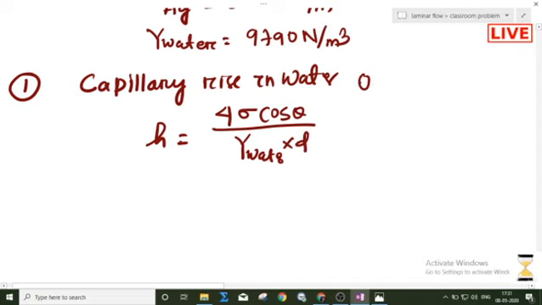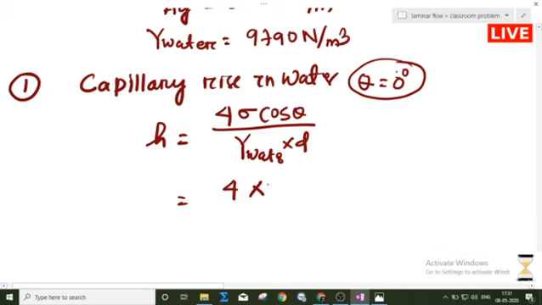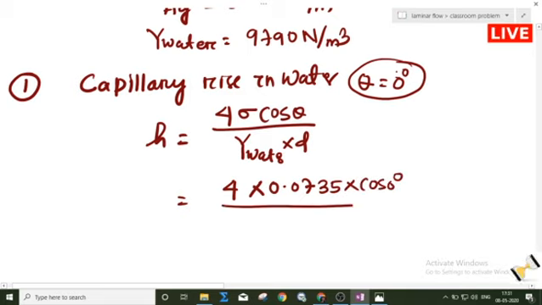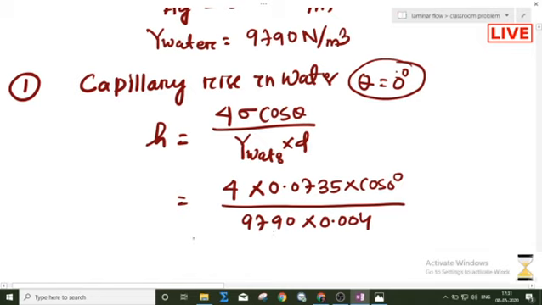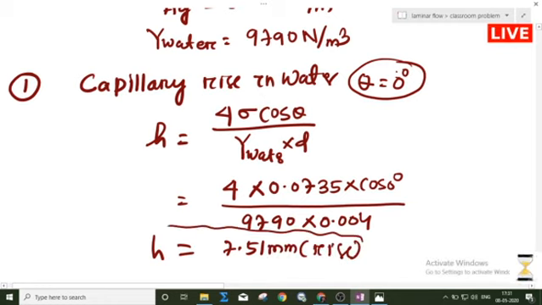So here for water, you remember this theta will be equal to 0 degree. If it is not given, you should take cos theta equal to 0 degree. So this is 4, and sigma is given 0.0735 into cos 0 degree, divided by the specific weight of the water, which is 9790, into 0.004. So this capillary rise we are getting is 7.51 millimeter. This is the capillary rise.